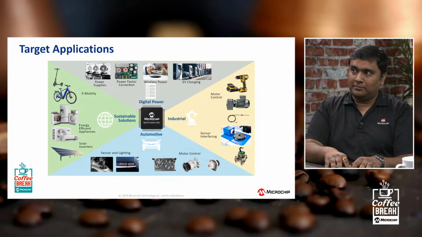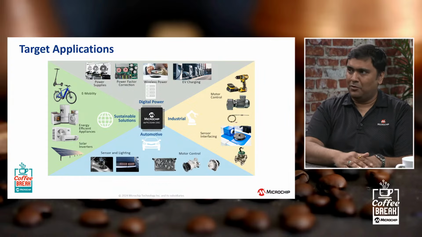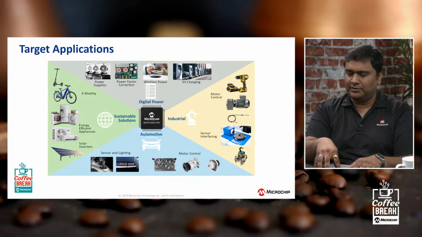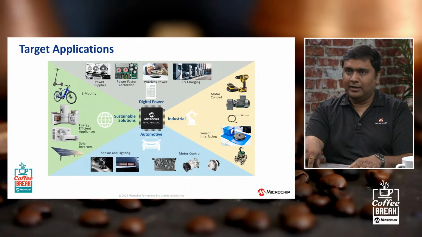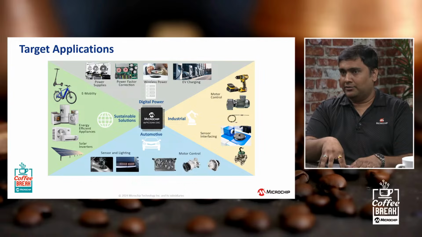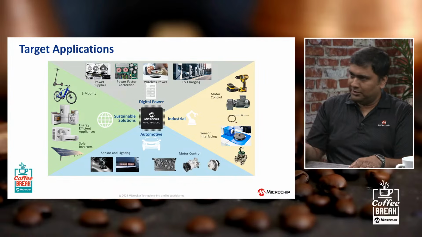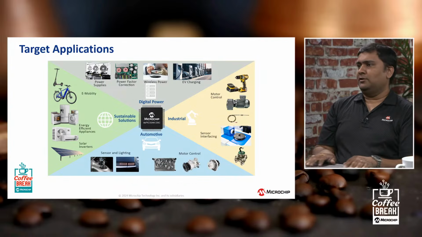Yep, the number of power supplies required is quadrupled, or even more. Data centers are growing like a weed. Whether it's the power factor correction side or the DC-DC converter side, the same thing is needed for EV infrastructure as well. Then there's wireless power for charging your phone. So lots and lots of applications for dsPIC DSCs.